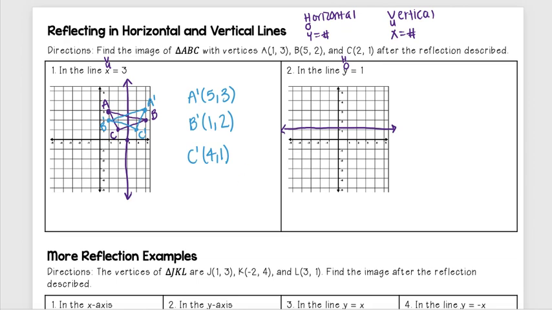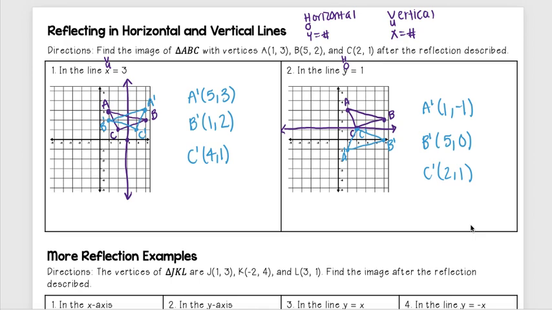So I'm going to go ahead and plot my triangle ABC again. So I have A, 1, 3, B is at 5, 2, and C is at 2, 1. Okay, go ahead and pause the video, and I want you to find the coordinates of A prime, B prime, and C prime.